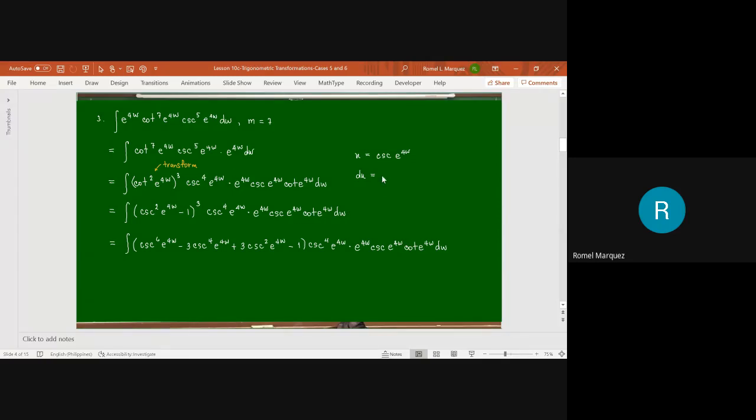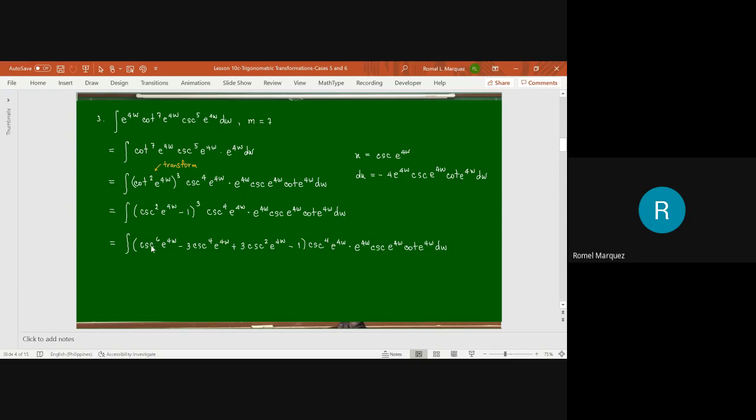What's the derivative? Negative. Derivative of e to the 4w is 4 e to the 4w, then cosecant of e to the 4w, cotangent e to the 4w, dw. Okay, guys?